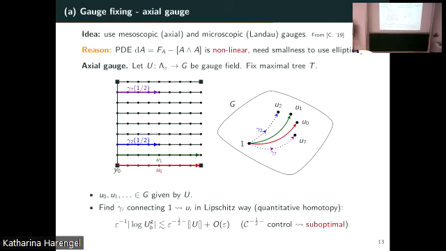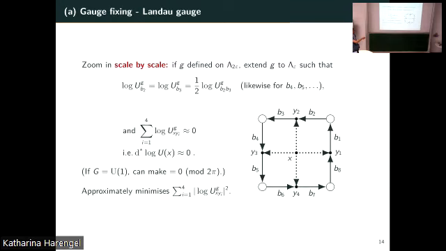The way that we implement this is we zoom in scale by scale. We define a gauge transformation inductively at each scale. If we have a gauge transformation G that's defined at scale 2 epsilon, then we extend it to scale epsilon, so when we halve the size of the lattice, in such a way that we end up satisfying the Coulomb gauge along the boundary of this plaquette.